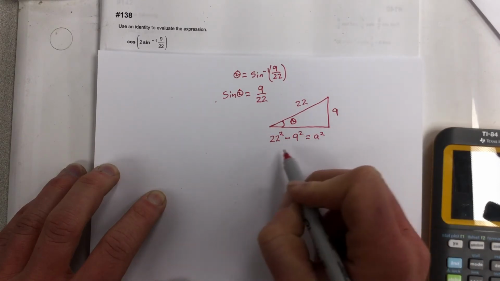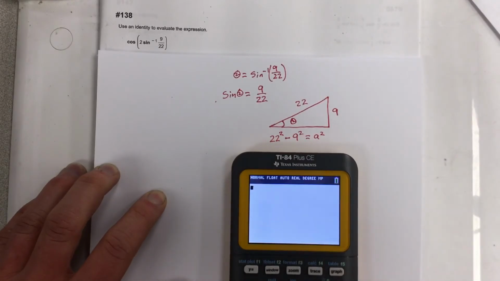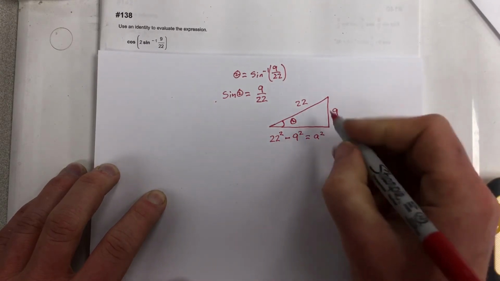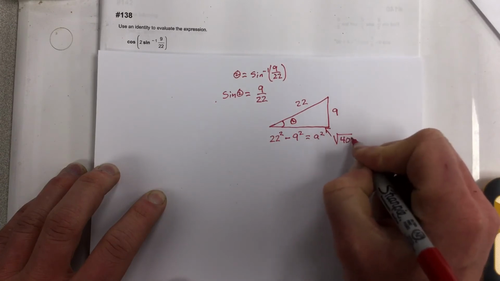So when I do 22 squared minus 9 squared, and then I do the square root, it's not going to come out even, so I'm probably just going to write root 403. So we're going to do that. This is root 403.